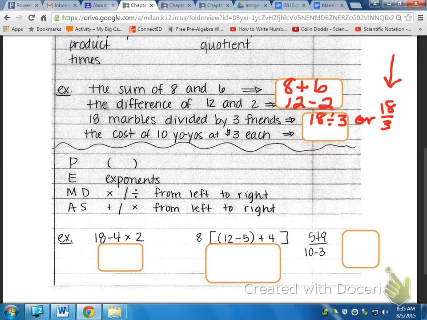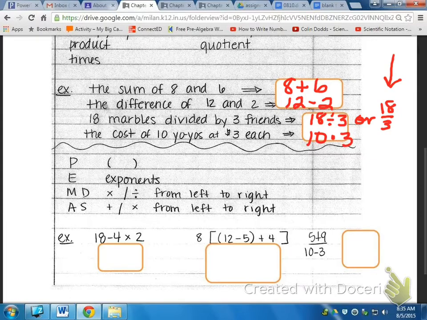Layla? 10 divided by 3. What is it? 10 divided by 3. No, it's not division. So we're going to buy 10 of them, and they're $3 each. What? 10 times 3. Good job. So you would write 10 times 3.